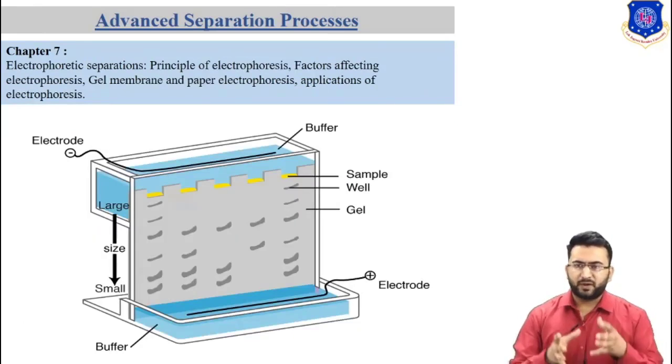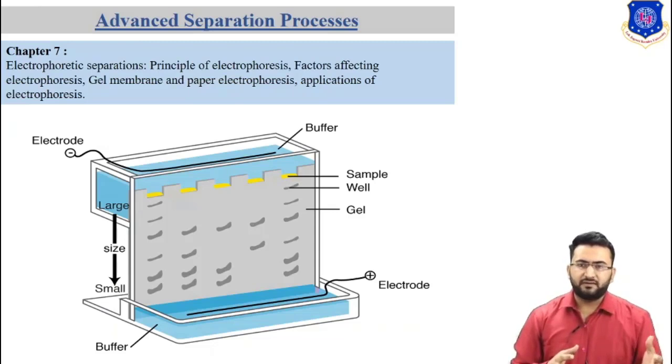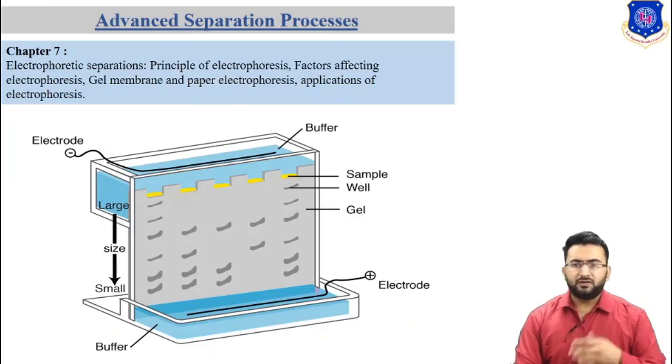Then we'll talk about chapter number 7, in which we'll talk about the electrophoretic separation process, the principle of electrophoresis, factors affecting electrophoresis, gel, membrane and paper electrophoresis, and then applications of electrophoresis. So this is all about the basic content which is covered in advanced separation processes.